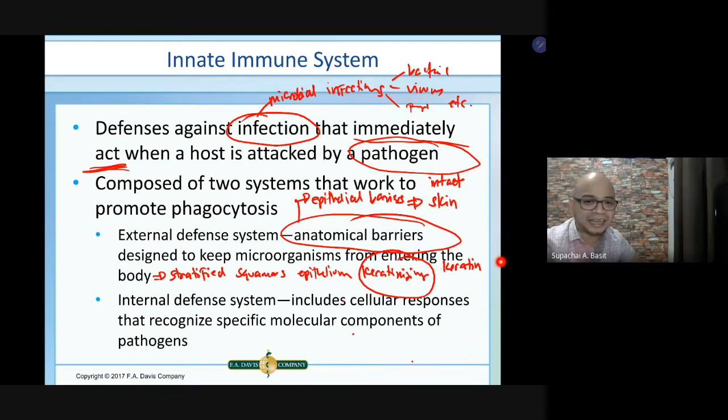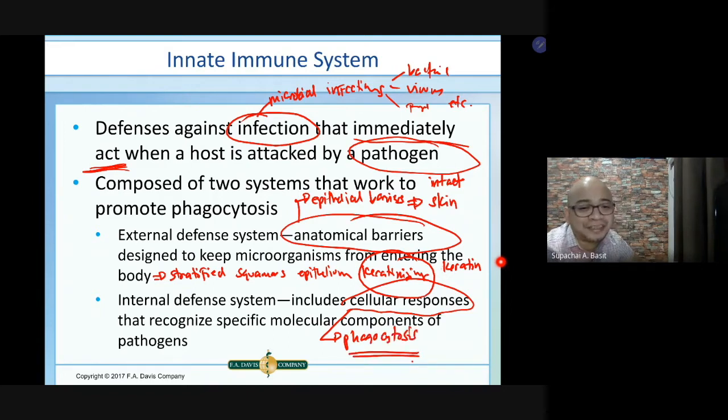And keratin allows our skin to be dry, and that particular environment will not really be ideal for the growth of the majority of microorganisms. Though some microorganisms can still grow, the majority of the pathogens are being kept at bay because of the presence of the keratin. Okay? So the internal defense system includes cellular responses. Majority of these cellular responses refer to phagocytosis.